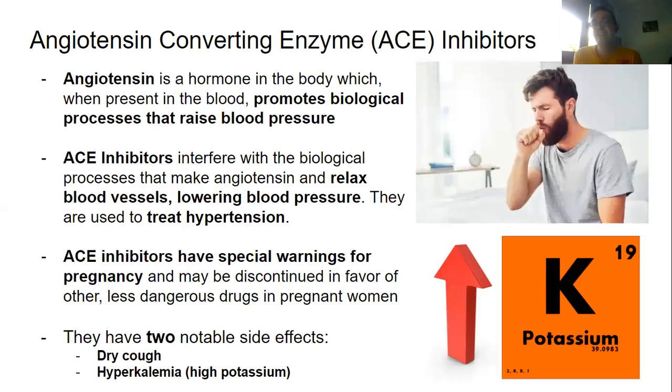So what are ACE inhibitors? They are angiotensin converting enzyme inhibitors. So angiotensin is a hormone within the body, which is present in the blood. And what angiotensin does is it promotes biological processes that raise blood pressure. So it increases blood pressure. Angiotensin contributes to hypertension. ACE inhibitors interfere with the biological processes that make angiotensin. So when there's not as much angiotensin, the blood vessels relax, and that lowers the blood pressure.